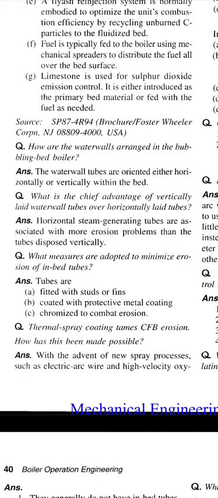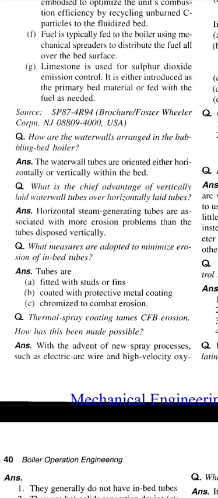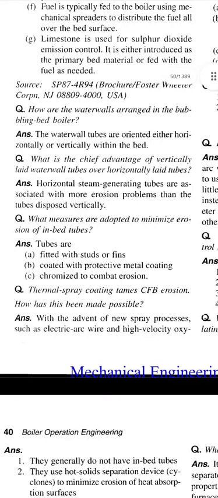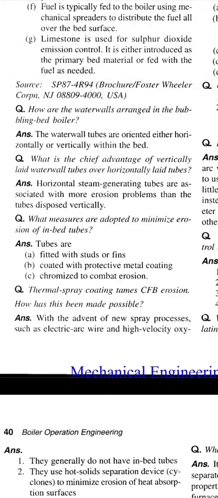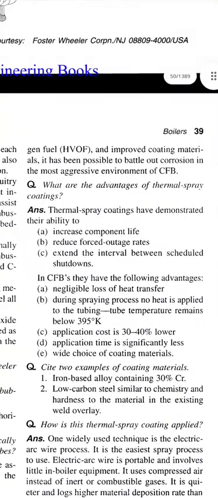Question, what measures are adopted to minimize erosion of in-bed tubes? Answer, tubes are fitted with studs or fins, coated with protective metal coating, or chromized to combat erosion. Question, thermal spray coating tames CFB erosion. How has this been made possible? Answer, with the advent of new spray processes such as electric arc wire and high velocity oxygen fuel, HVOF, and improved coating materials, it has been possible to battle erosion in the most aggressive environment of CFB.